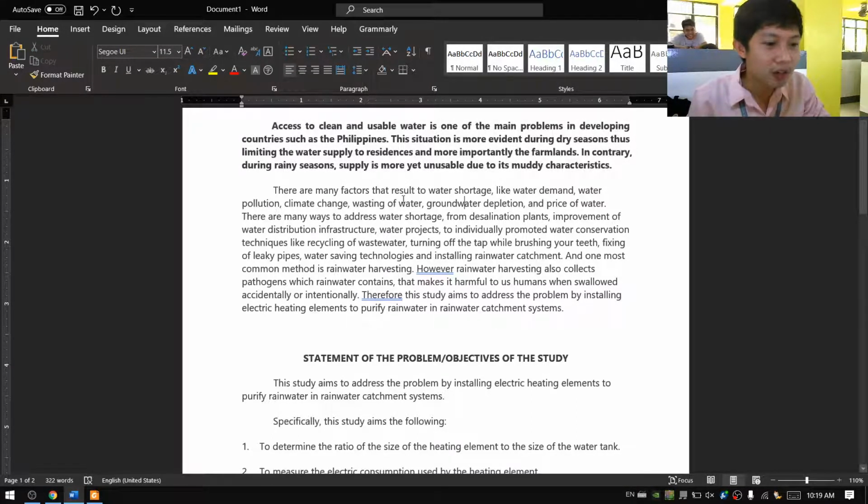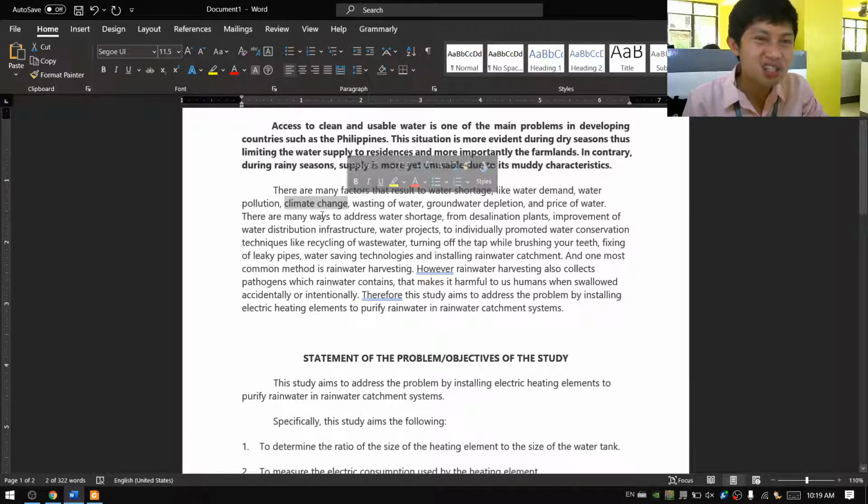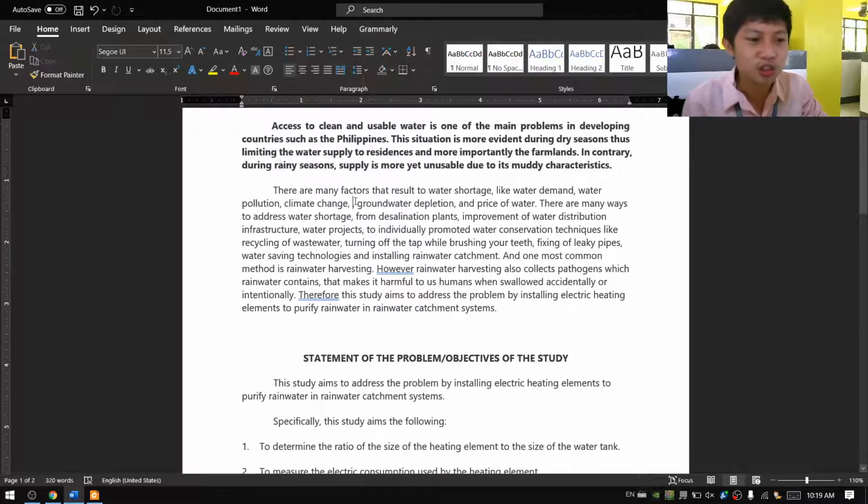Okay? So there are many factors that result in water shortage. Like water demand. Obviously, more demand than supply, water shortage. Pollution. Yes, lack of access to clean water or supply is also a problem in water shortage. Climate change. Yes, because it can introduce long periods of droughts or El Nino phenomenon. Wasting of water. Yeah, no, not really. This should not be here. Groundwater depletion, well, yes.